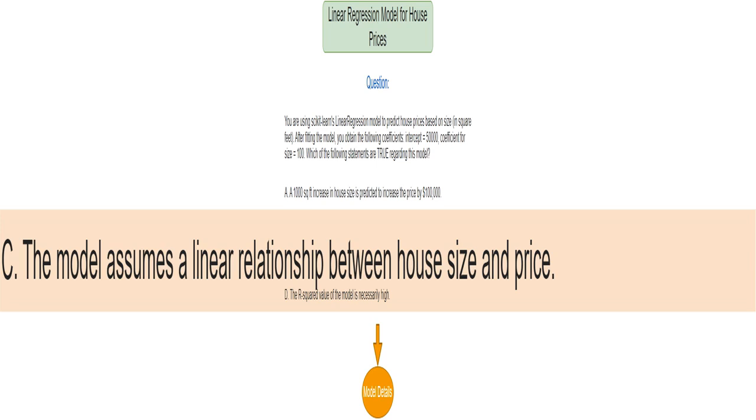The coefficient shows how much the price changes for every 1 square foot increase in size. Here, it's $100, meaning for every extra square foot, the price goes up by $100.